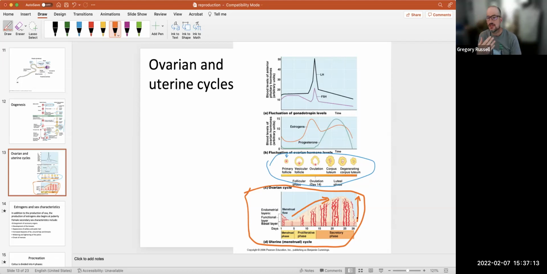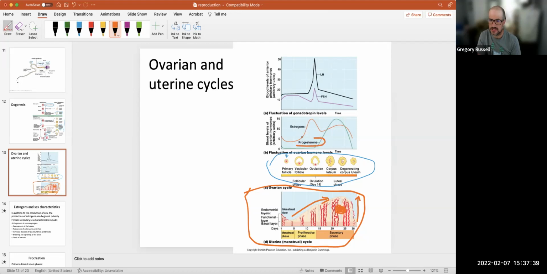Okay. So how do we stop this from occurring? If pregnancy does occur, if we have implantation of an embryo into the endometrium, how do we prevent this from getting sloughed off? Well, there's a lot of hormones at play. One of the most important hormones at play, though, is a hormone called progesterone.